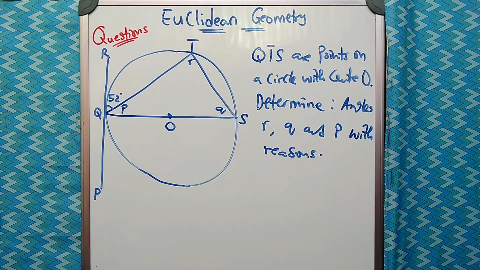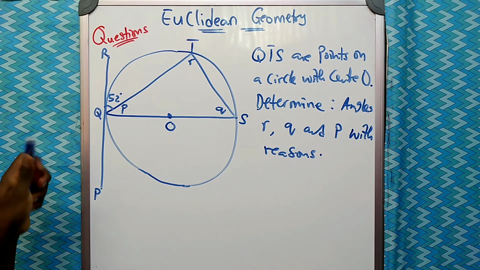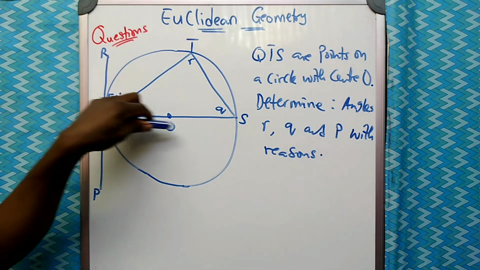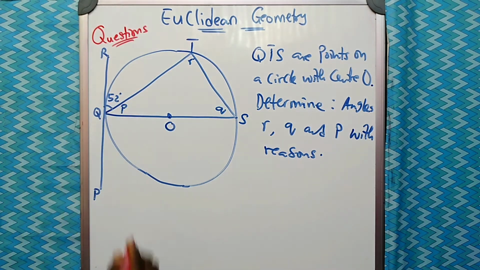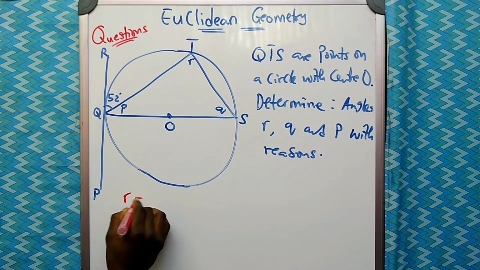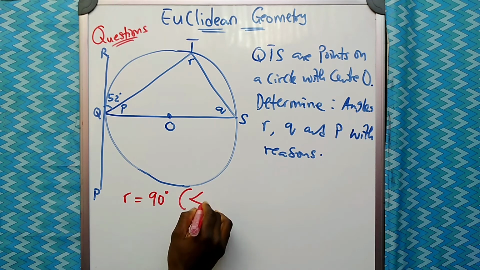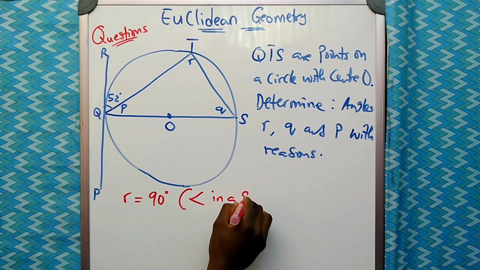Look at another question. This question says Q, T, S are points on a circle with center O, as we can see in the diagram. Determine angles R, Q, and P with reasons. Very quickly, if we look at this structure, we can see that this triangle is actually within the framework of a semicircle. So my R is definitely going to be 90 degrees because it is an angle in a semicircle.